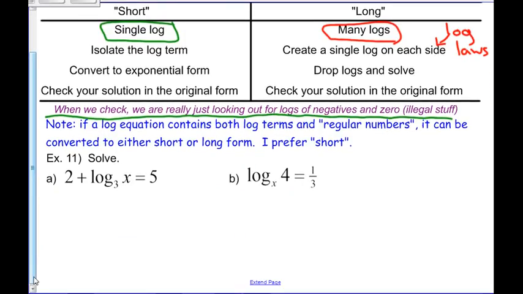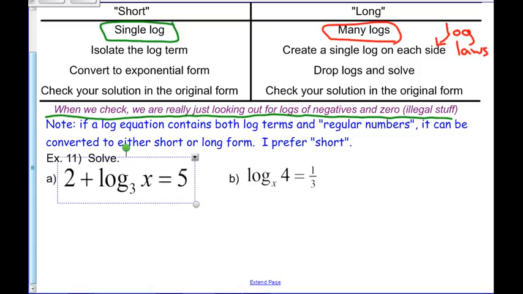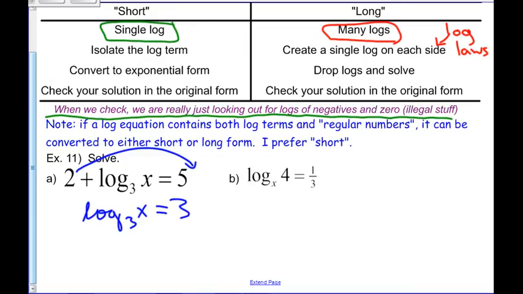Okay, so let's take a look at these couple that are given down here. 2 plus log base 3 of x equals 5. Is it short or is it long? It's at like the atomic level of explanation here. There is only one log. It must be a short one. So let's go through the steps. Isolate the log term. That would mean moving that 2 over. So we'd have log base 3 of x equals 3.